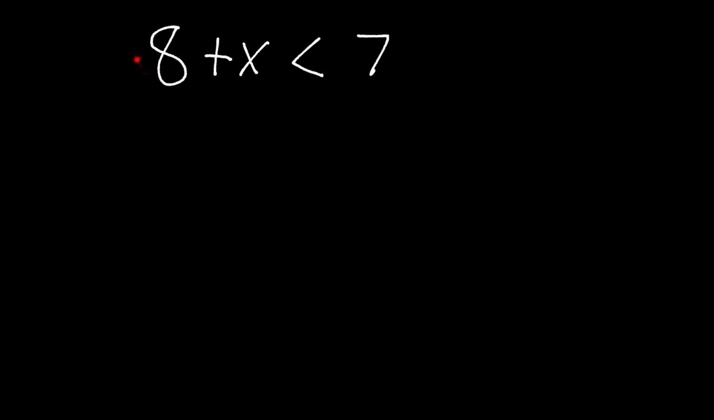So if I have, let's say, $8, and I want to get rid of that for some reason, well, I would need to take away those $8. So since this is a positive 8, I will subtract 8 to make it 0. And if I subtract 8 from the left side, I have to subtract 8 from the right side. 8 minus 8 gives me 0, and I'm left with x is less than 7 minus 8, which is negative 1.